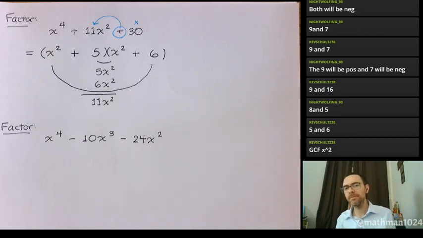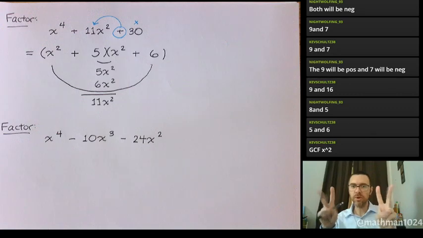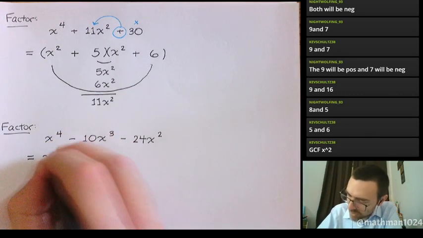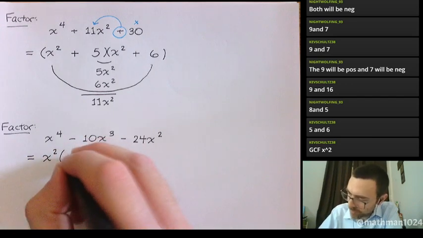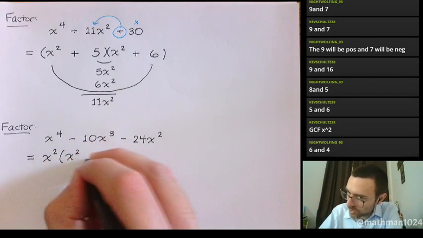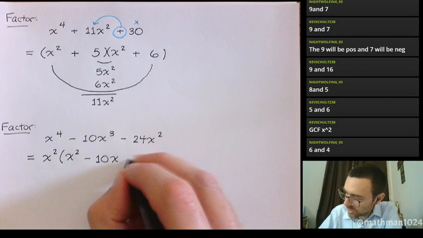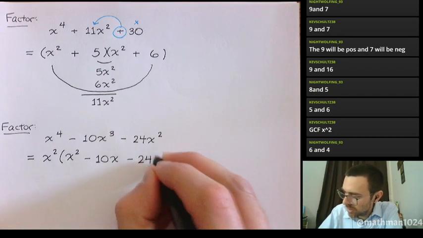See, man, I was trying to trick you guys. There is a common factor that we have to address first. You can't just say, oh, well, I got to break down x to the 4th as x squared and x squared. No. There's a common factor of x squared that has to be factored out first. When we do that, x squared minus 10x minus 24.